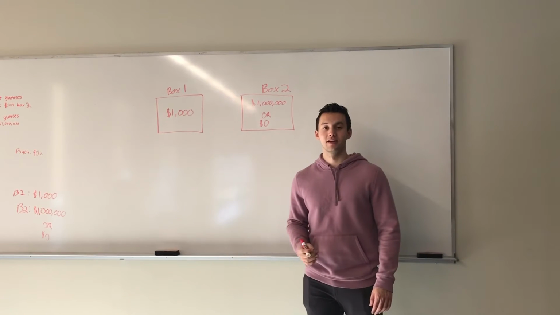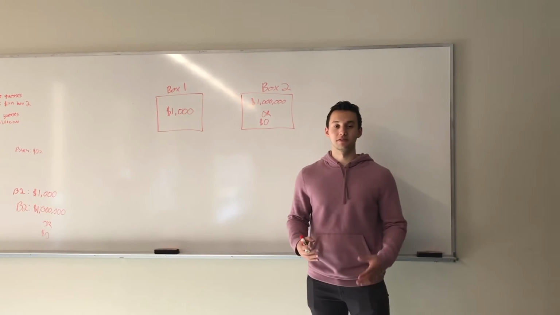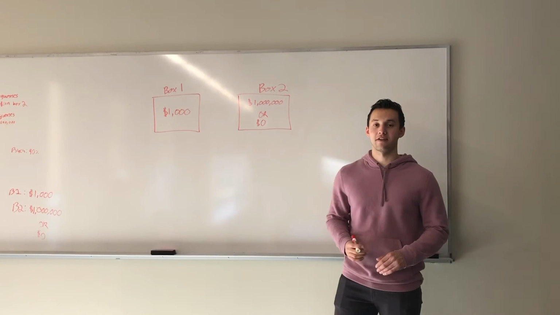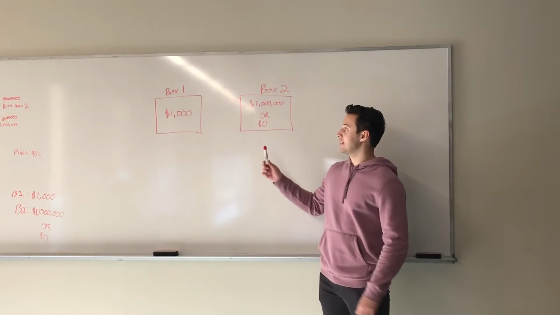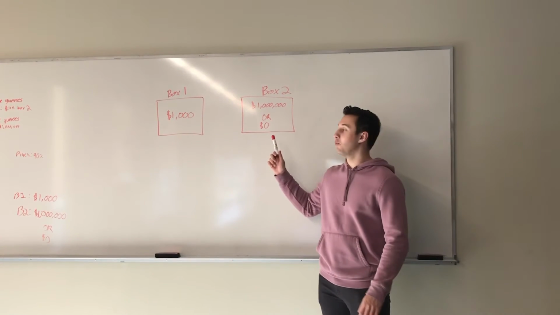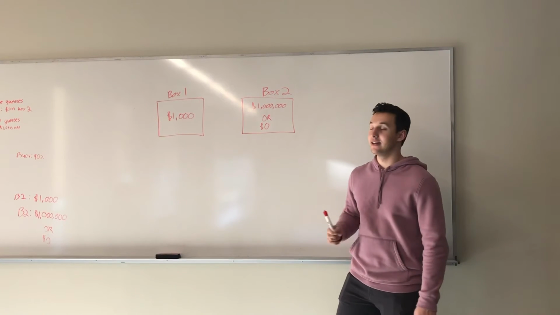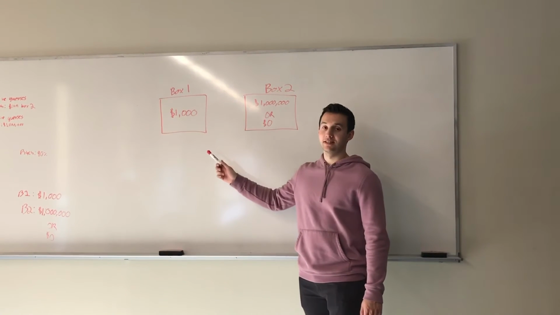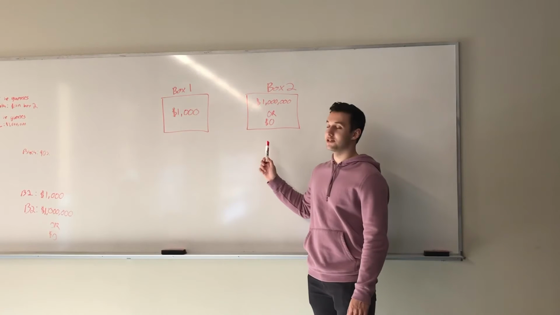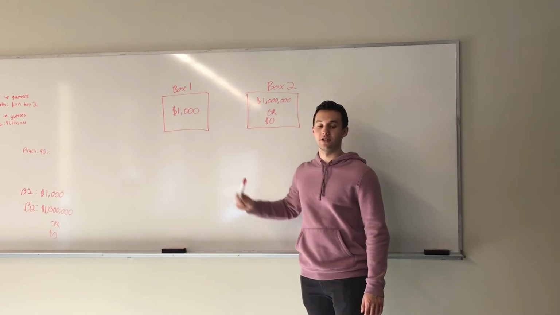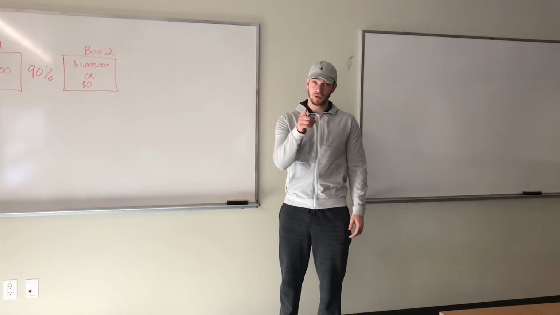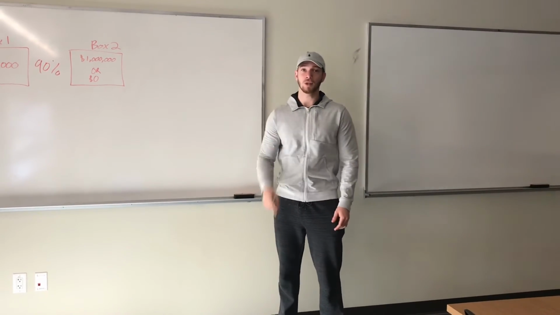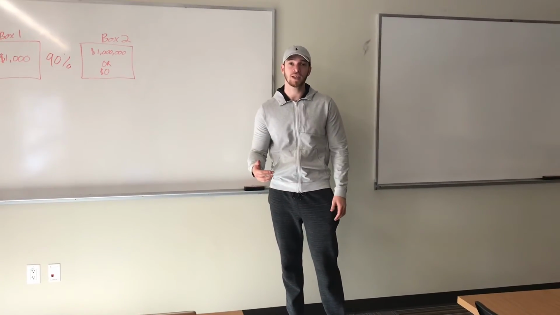But here's the thing, there's a psychologist in the room who guesses what you're going to take with 90% accuracy. If he thinks you're going to take just box 2, he's going to put $1 million in that box. If he thinks you're going to take both boxes, he's going to put $0 in box 2, leaving you with just $1,000.